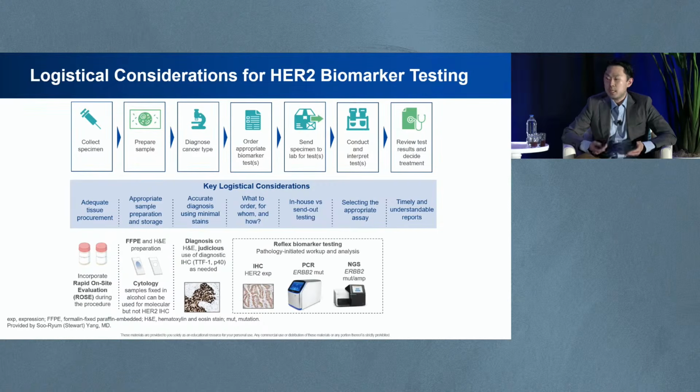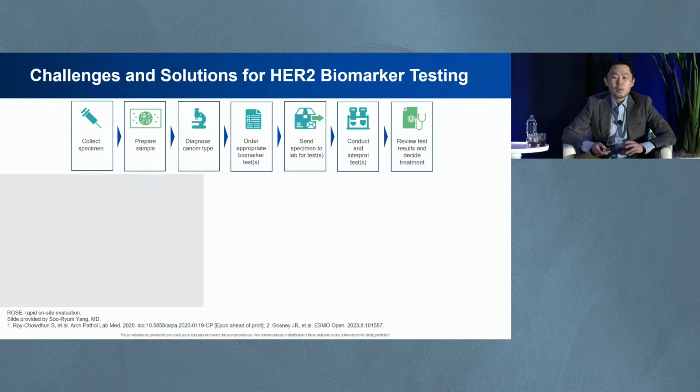And then, of course, we need to initiate reflex biomarker testing. And ideally, this is, I think, done in a pathology-initiated workup involving a lot of these assays that we talked about, IHC, PCR, and NGS. And then lastly, we want to make sure we have timely and understandable reports where the actionability is very clearly defined and the treatment plan can be finalized. So we all know that it's easier said than done, right? This is quite complicated and there can be a lot of challenges, but I think there can also be some solutions that we can start thinking about.